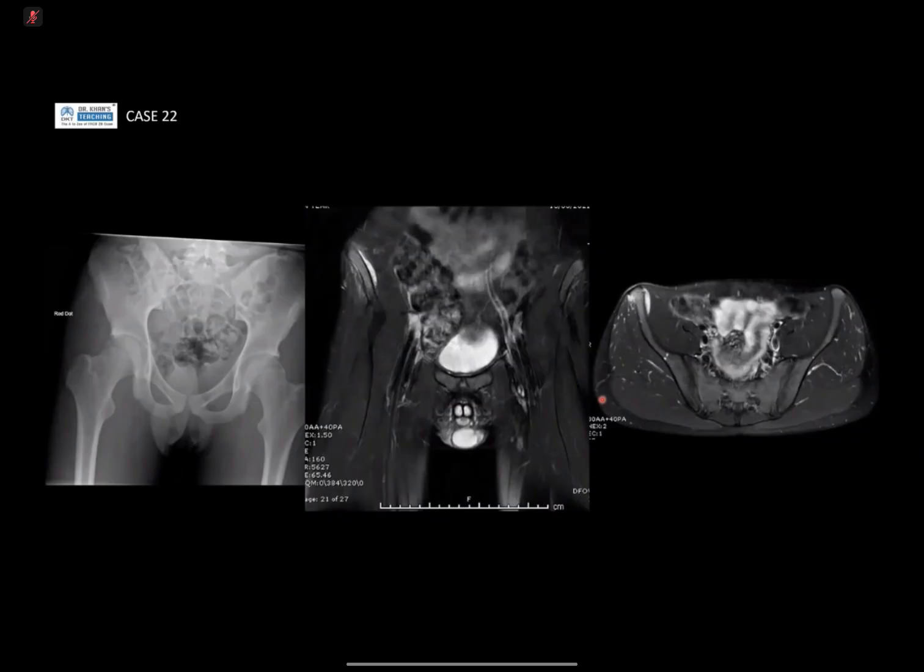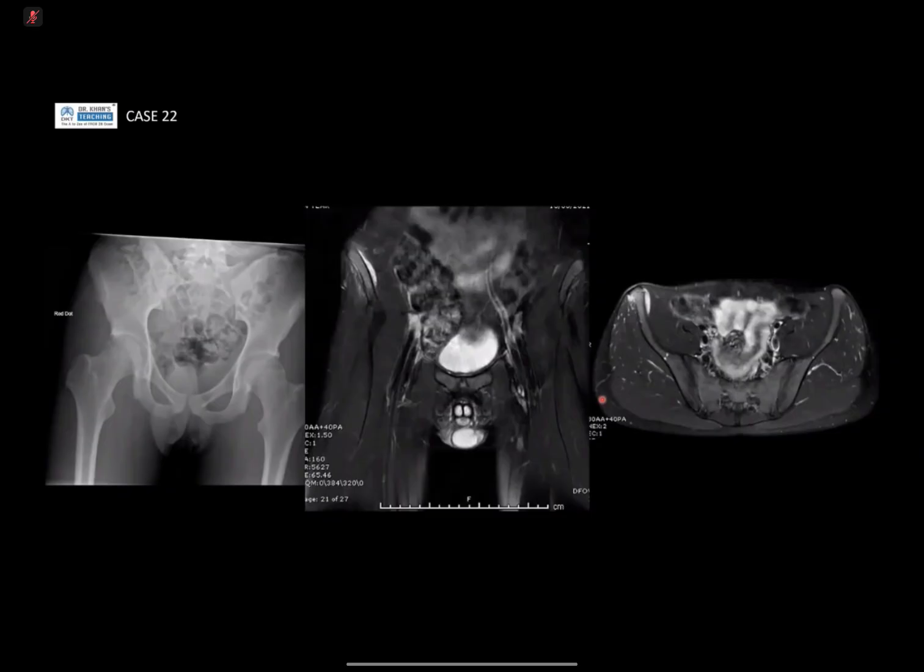Okay, this is a pelvic X-ray. On the pelvic X-ray, I can see at the right iliac bone there is periosteal reaction. There's a small fragment. It might be an avulsion fracture.